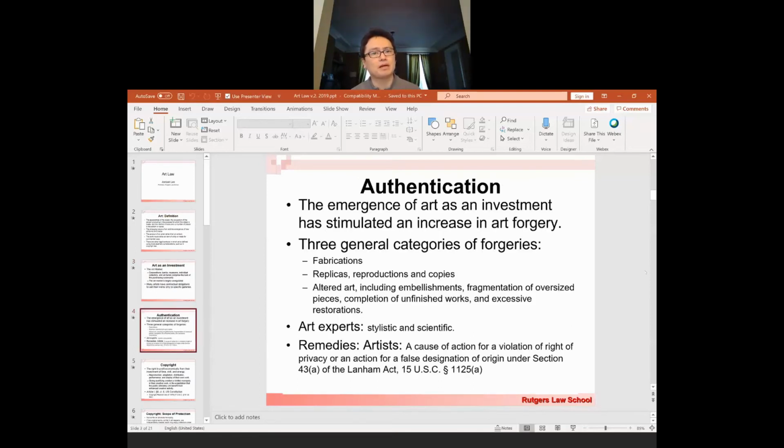So because a lot of people these days think of art as an investment, a lot of art forgery is actually coming out too. So the emergence of art as an investment has stimulated an increase in art forgery.